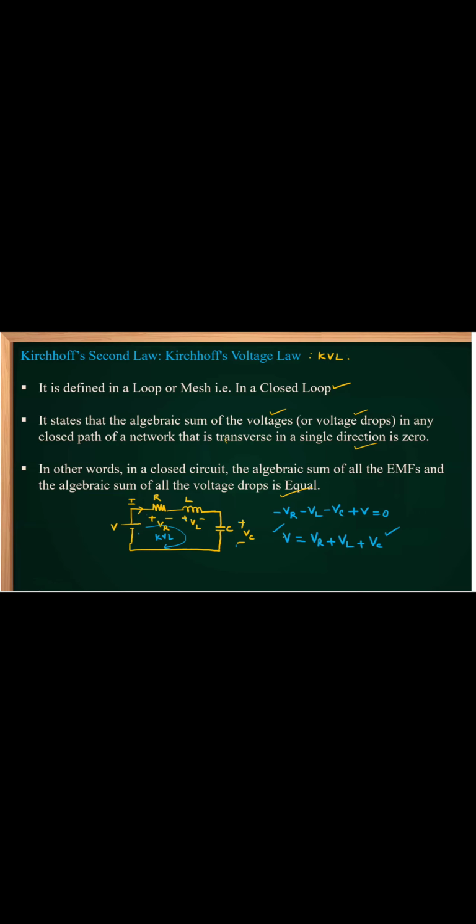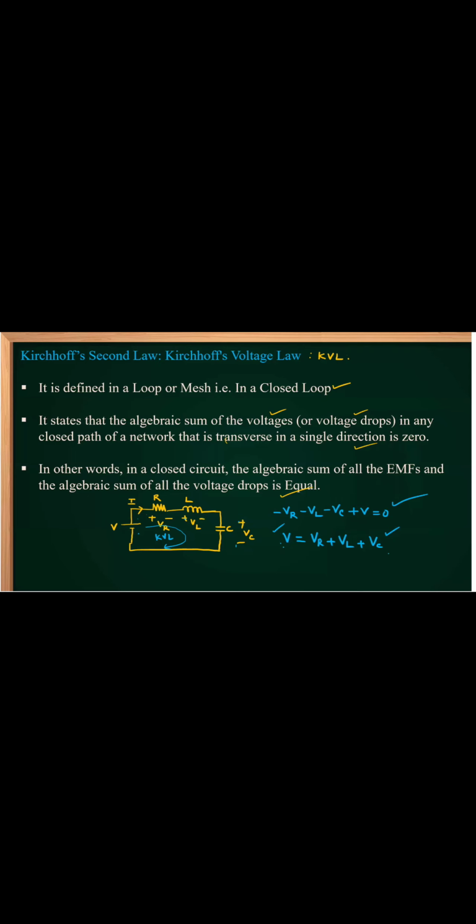This is the total EMF, this is the total voltage, and these are the drops. The total EMF equals the sum of the drops. The algebraic sum of the voltages is equal to 0, or the sum of the EMFs equals the sum of the voltage drops. Here there is only one EMF, that is equal to the sum of the drops.